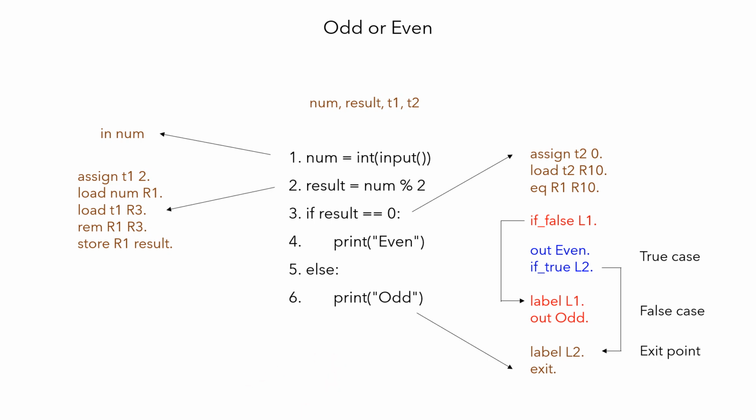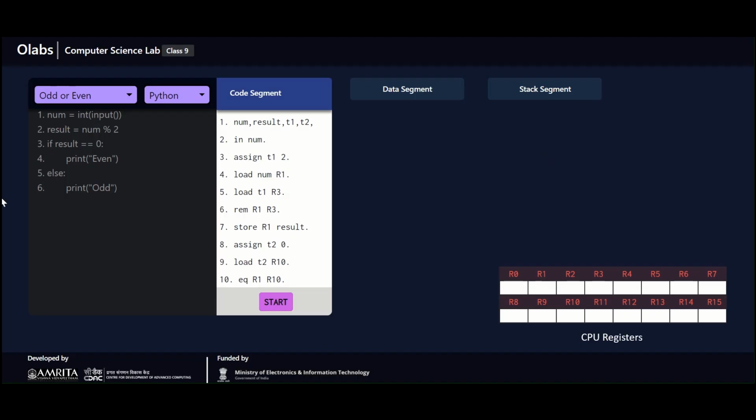Now let's see how this works, we will see the demonstration. So here is the source code program, and here are the low level instructions which were explained just now. Okay, and let's get started. So as you can see, the global variables are created in the data segment, because all the variables are global now.